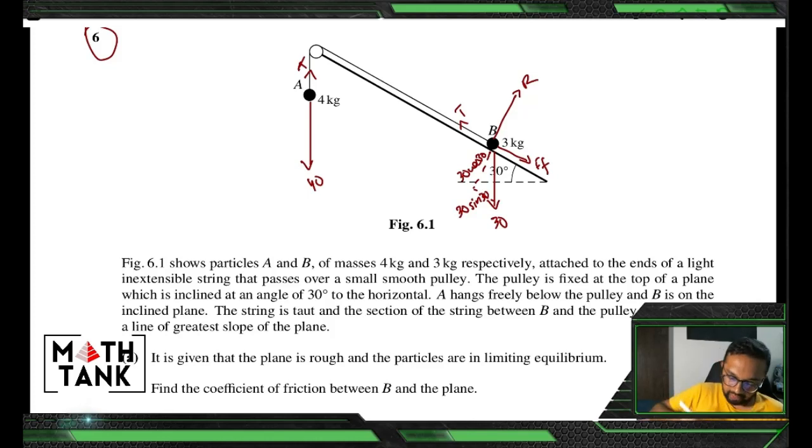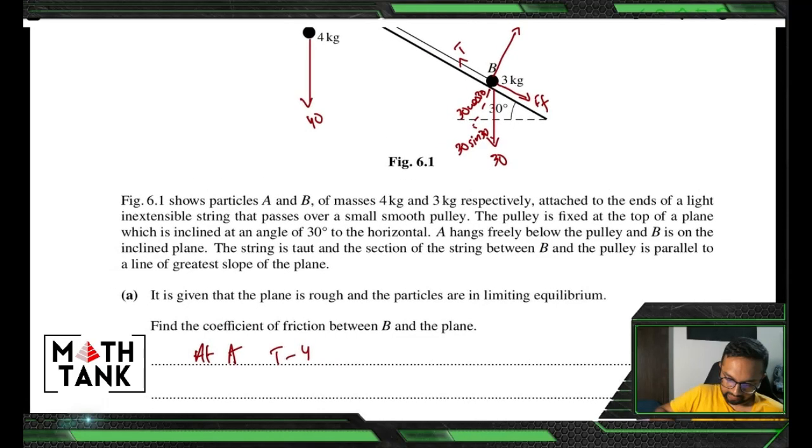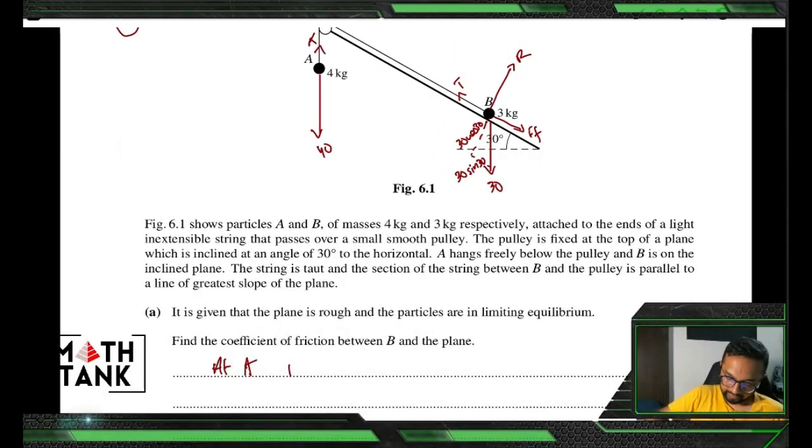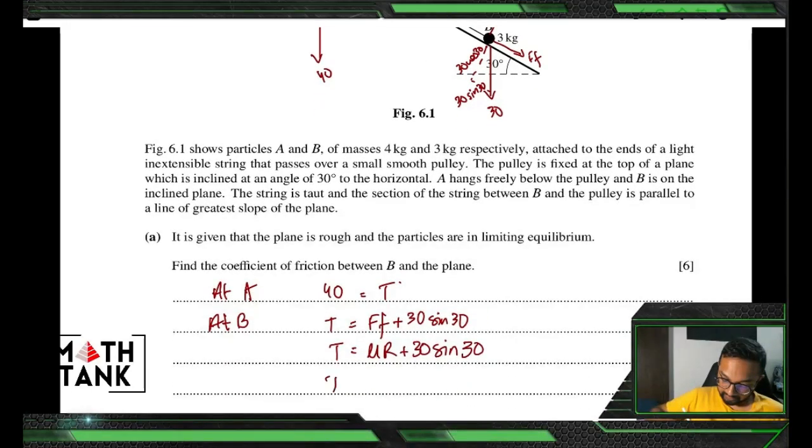So at A, 40 minus T equals 0. Why? Because it's in limiting equilibrium. I could just say that 40 equals T. At B, there are a range of forces. I can say that the balance is going to be T equals FF plus 30 sine 30. FF is mu into R, and 30 sine 30 gives me 15.